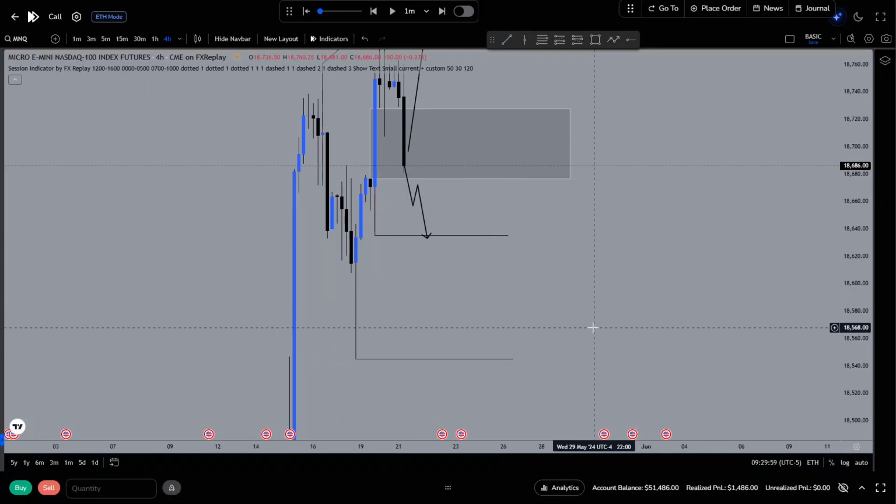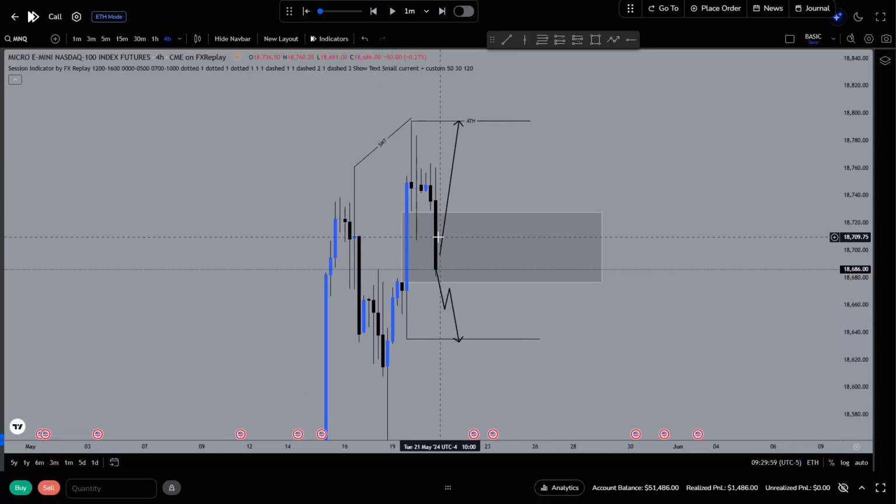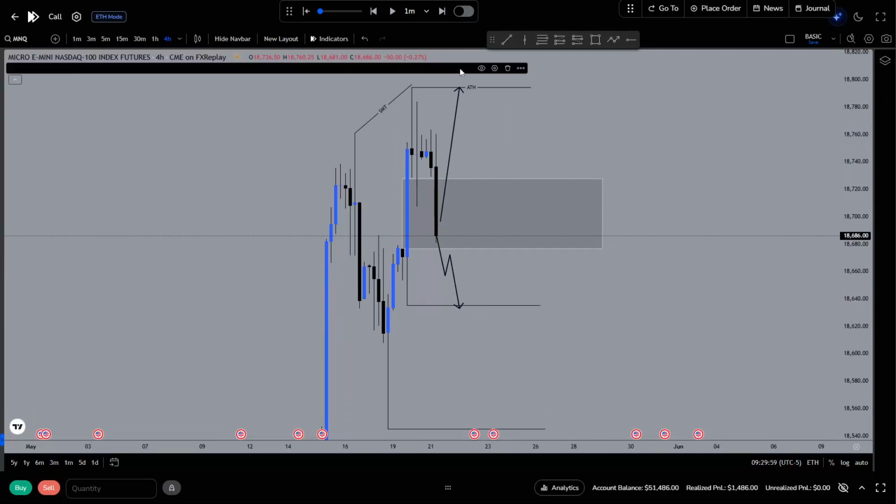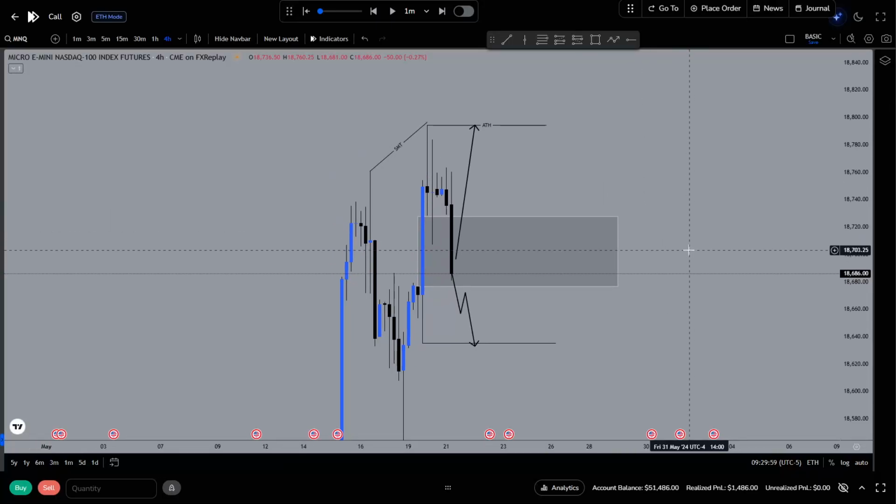But if price respects that gap, what does it mean? It means that this SMT was just there for a quick retrace, and then we're gonna continue the bullish run towards all-time high. Okay, so you can't really predict where price is going to retrace to, but you can react to what price gives you. So that's the most important thing, is to react, because your bias can change.